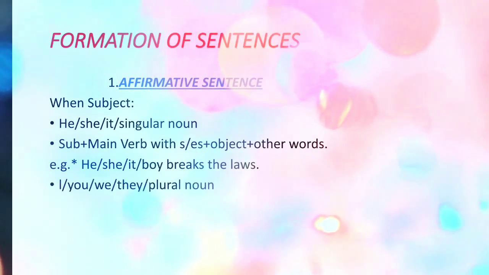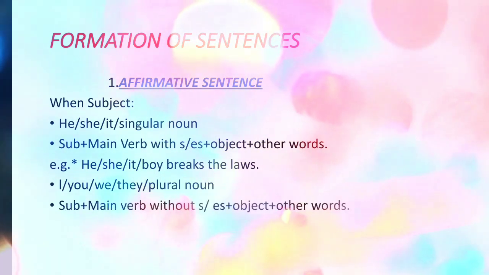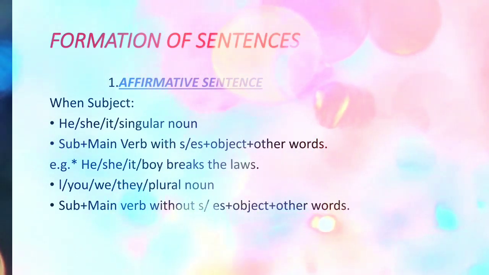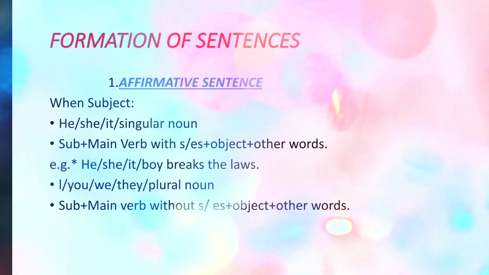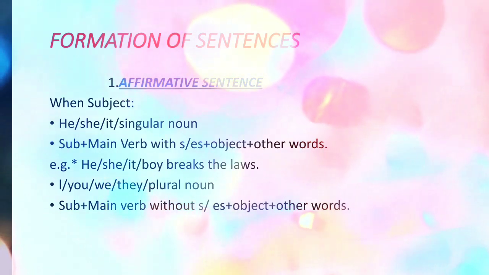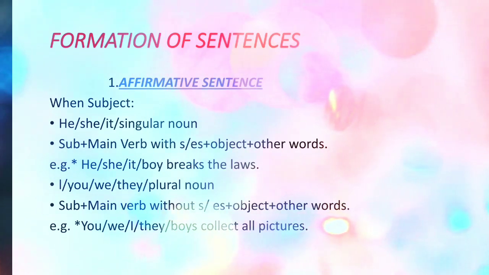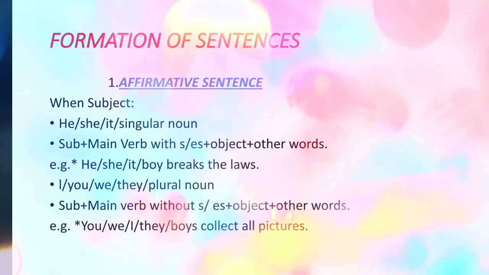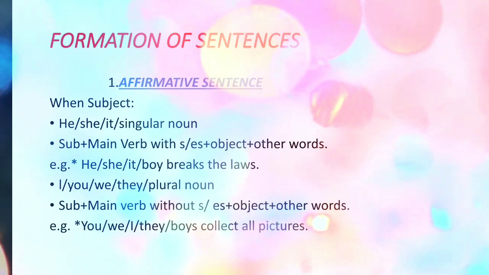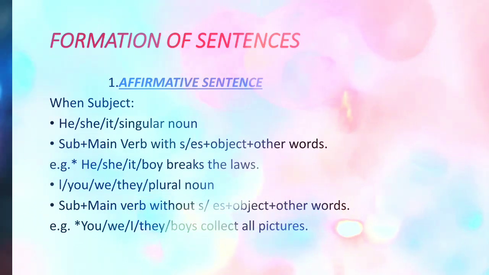Next one: if the subject or doer is I, you, we, they, or a plural noun, then the structure is given here: subject plus main verb without s or es, plus object or other words. Here the main verb is used only in the first form. There is no s or es or other form of the verb. As an example, the subject may be you, we, I, they, or boys, then you have to use only the first form of the main verb, that is collect, not collects. So that's why it is clear: the affirmative sentence structure formation.